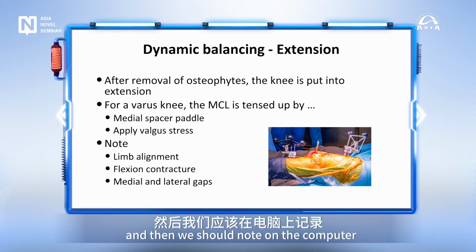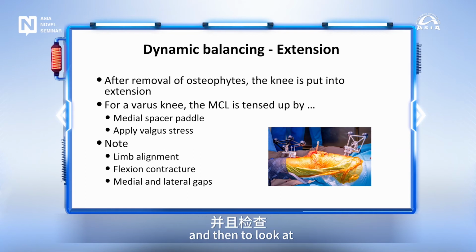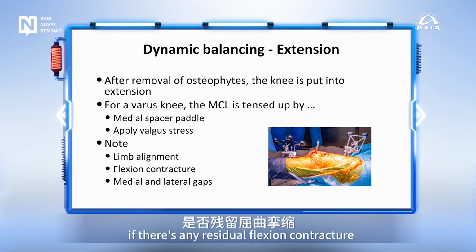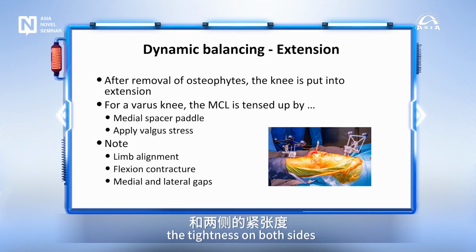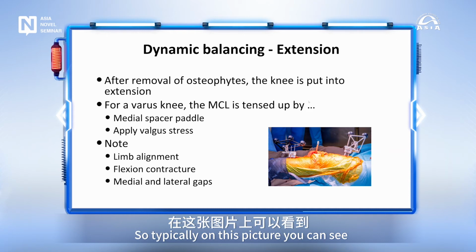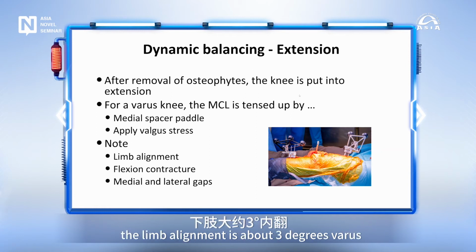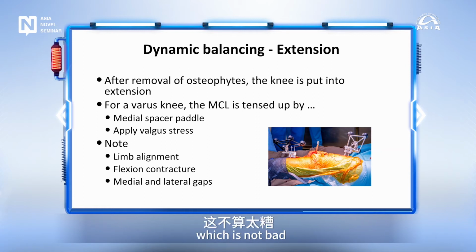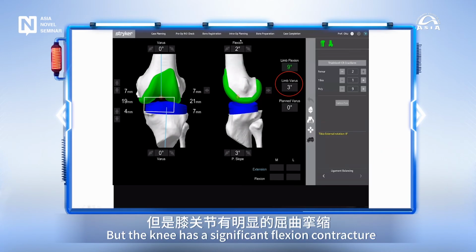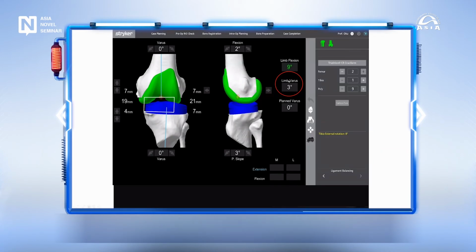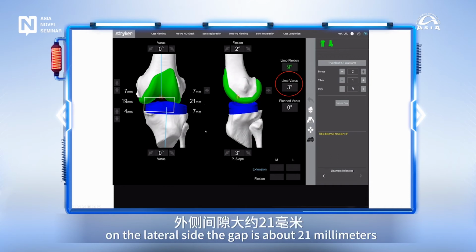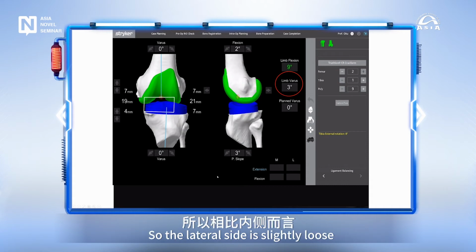And then we should look at the computer to check the limb alignment, whether there's any residual flexion contracture, and also pay attention to the medial and lateral gaps, the tightness on both sides. Typically on this X-ray picture, after the osteophyte removal, the limb alignment is about 3 degrees of varus, which is not bad, but the knee has a significant flexion contracture, about 9 degrees. On the medial side, the gap is about 9 millimeters, and on the lateral side about 21 millimeters, so the lateral side is slightly loose compared to the medial side.